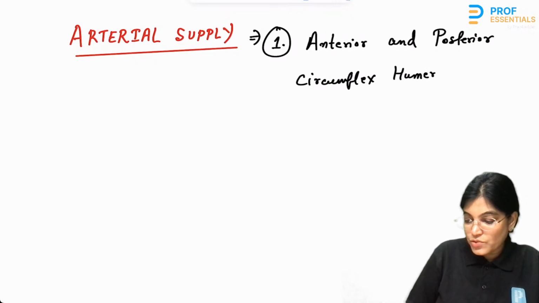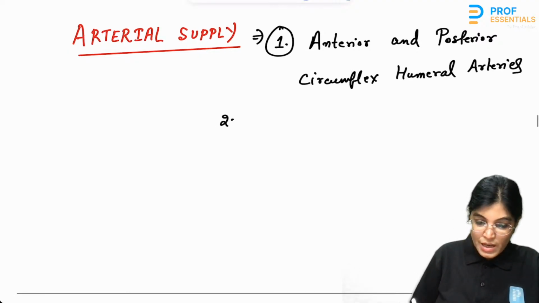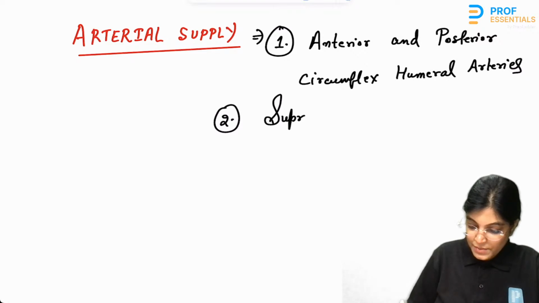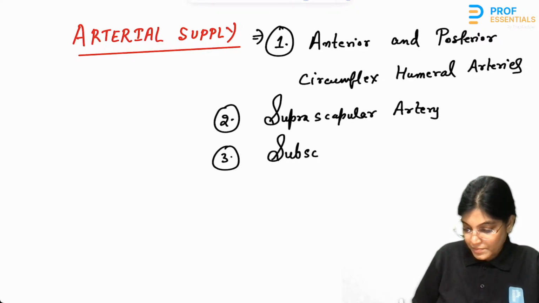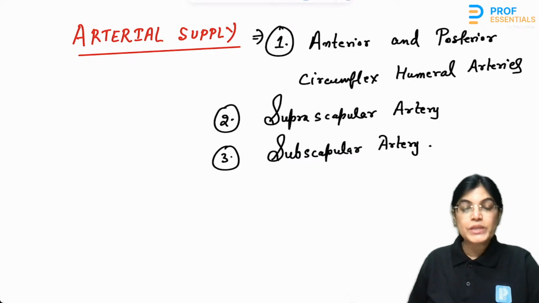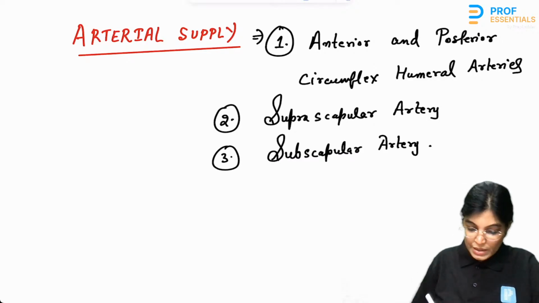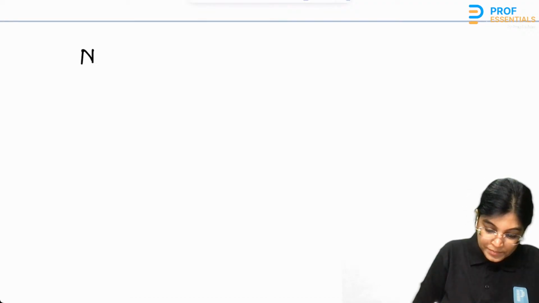Actually, all these arteries we have already done in the previous session. Other arteries are the suprascapular artery and the subscapular artery. Got it? So these are three sources of arteries. Now we will talk about the nerve supply.